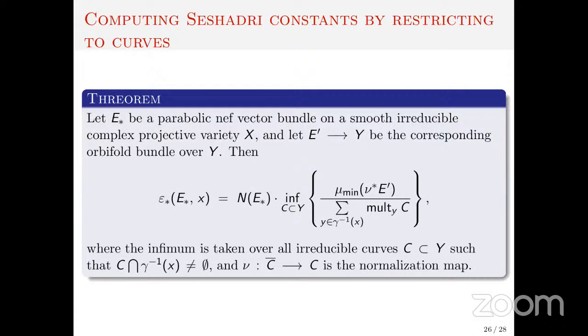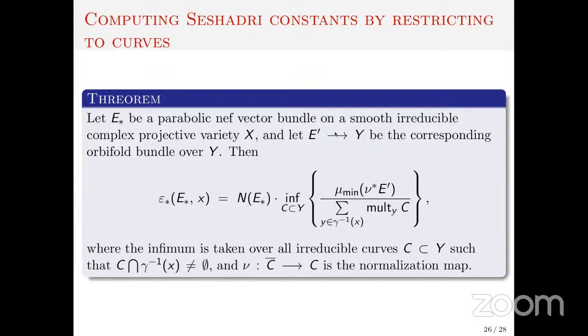We again proved another result which is useful for computation of Seshadri constant by reducing the case to the curve. So if E star is a parabolic nef vector bundle on a smooth irreducible complex projective variety, and E prime is the corresponding orbifold bundle over Y, then the parabolic Seshadri constant is n of E star times the infimum of mu min of nu star of E prime divided by this multiplicity, where this infimum is taken over all curves in Y which intersect gamma inverse of x.